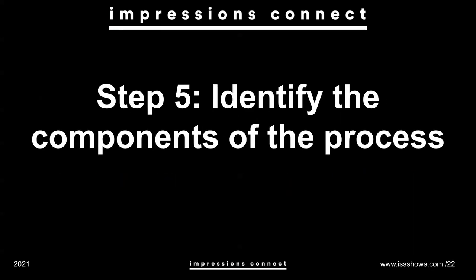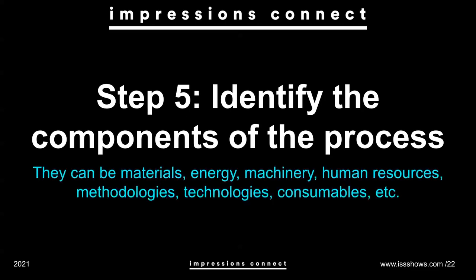Step 5 is identifying the components of the process. So what are we talking about here? They can be any materials. It can be the energy, the machines we're using, the people we have, the print methodologies, the technology that we use. Maybe we have a website. What consumables are we using? This could be the emulsion on the screen, the ink, the thread, all types of things. What are the components of the process that are going to make this thing work?